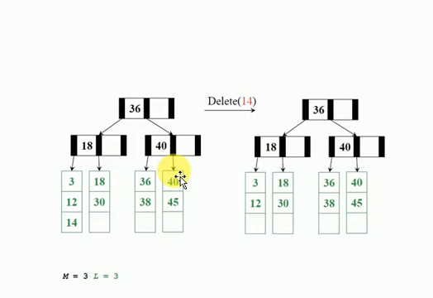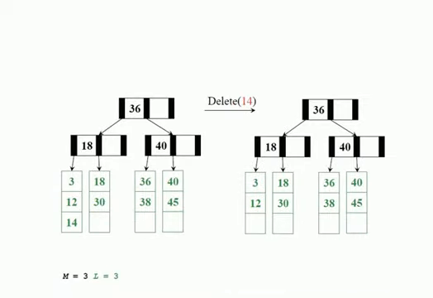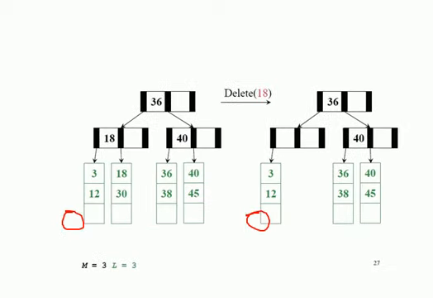Right? Now let us delete 14 from this tree. If I simply delete 14, it will not affect anything in the given tree, because by default it is fulfilling all the definitions of a B plus tree. Let us go for the next deletion.